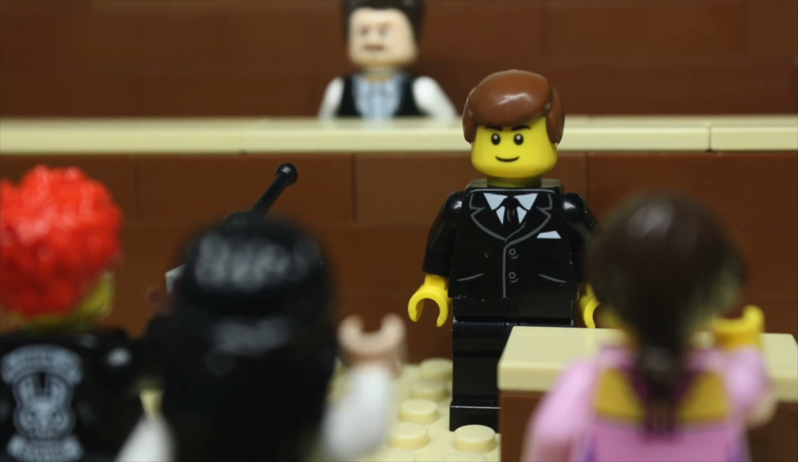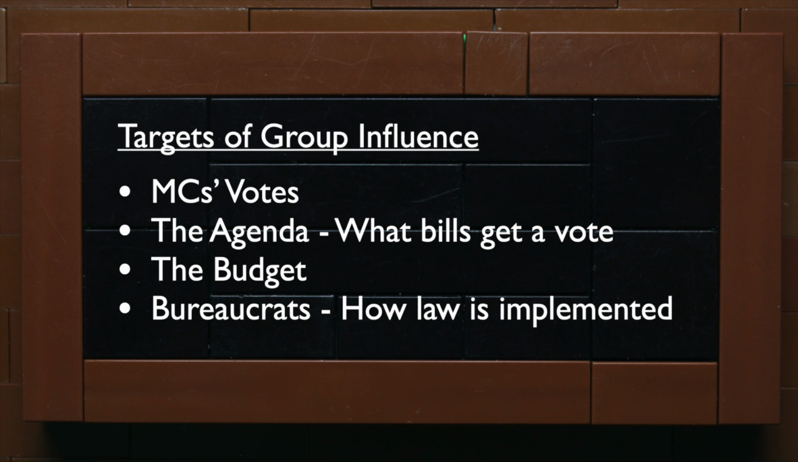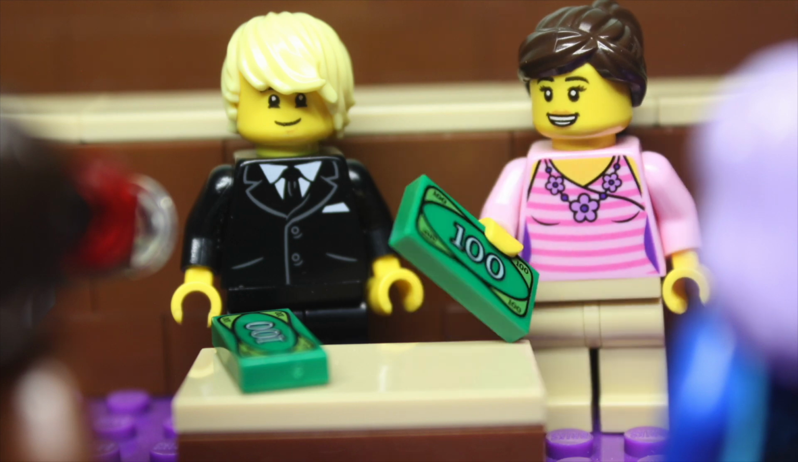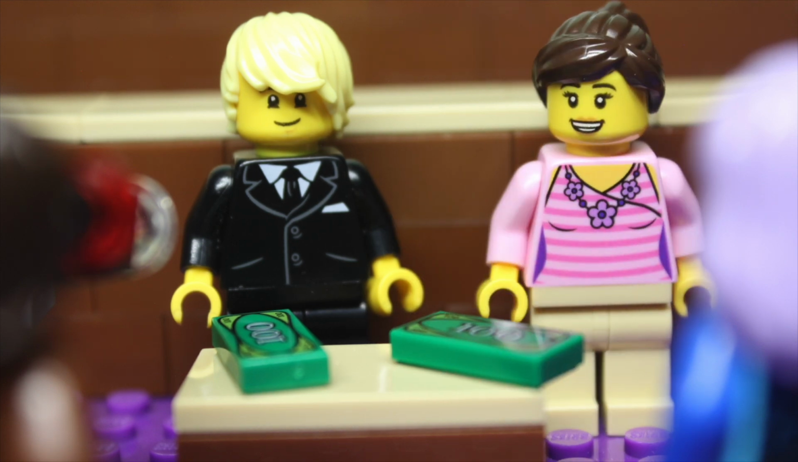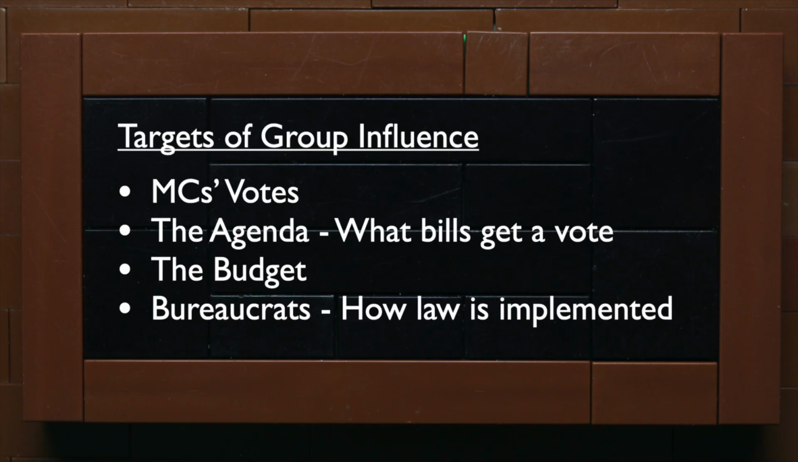Persuade members of Congress to vote their way. Shape the agenda by pressuring Congress to consider or ignore certain bills. Shaping the budget by lobbying for more funding for their programs and causes. Lobbying bureaucrats to change how they implement the law.